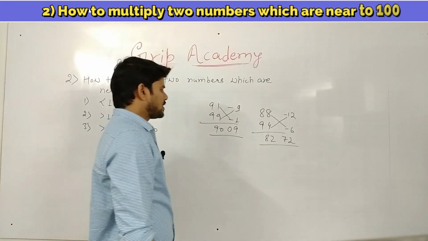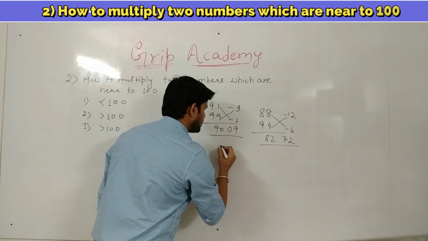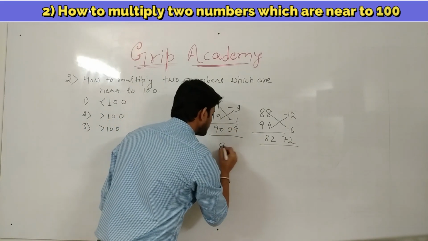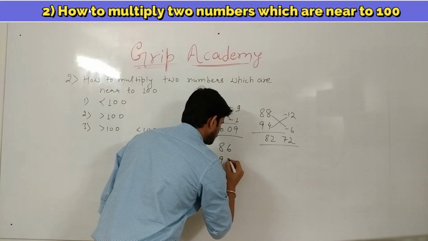Okay, let's take another example of a little different type. Consider we have to multiply 86 into 92.